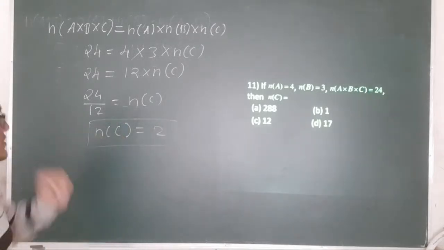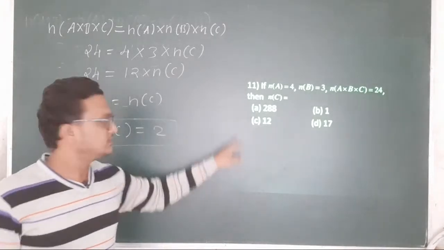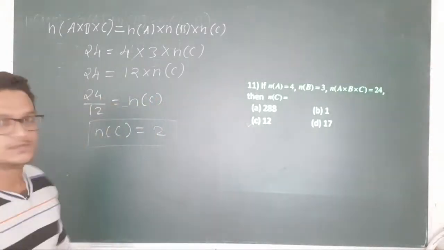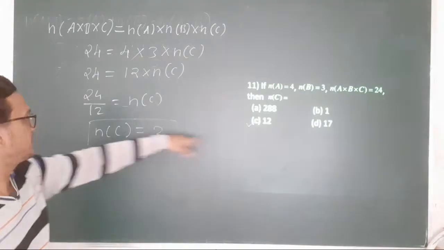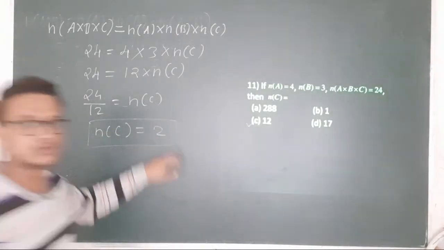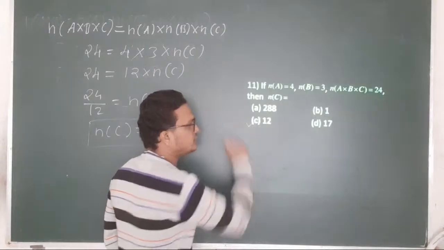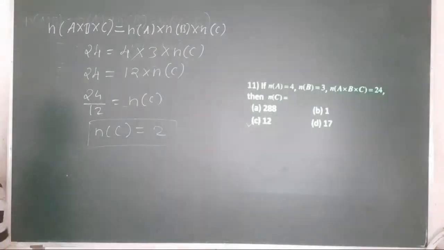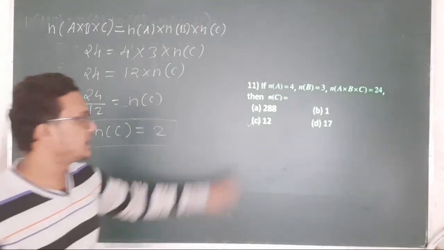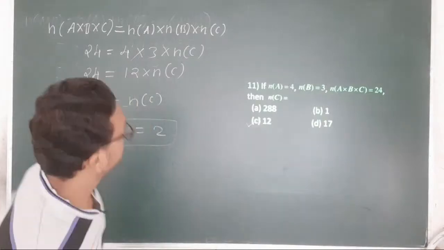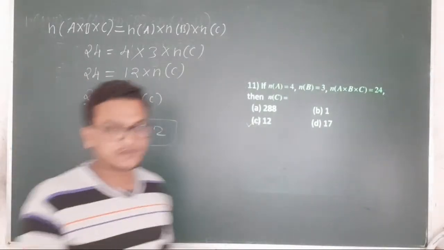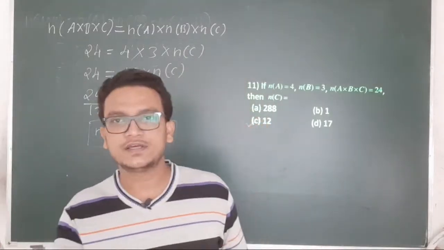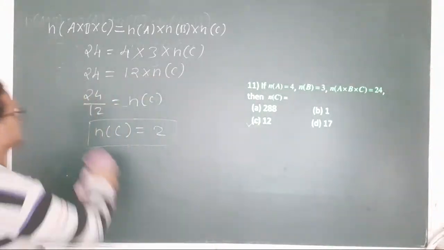I think the option is not there. There is a printing mistake in option C, because when you divide it you get the answer 2. I think I made it 12, but it should be 2. So option C is correct, and this is 2. Here the formula you have to remember is that n of A cross B cross C can be written as n of A into n of B into n of C. Okay, next.